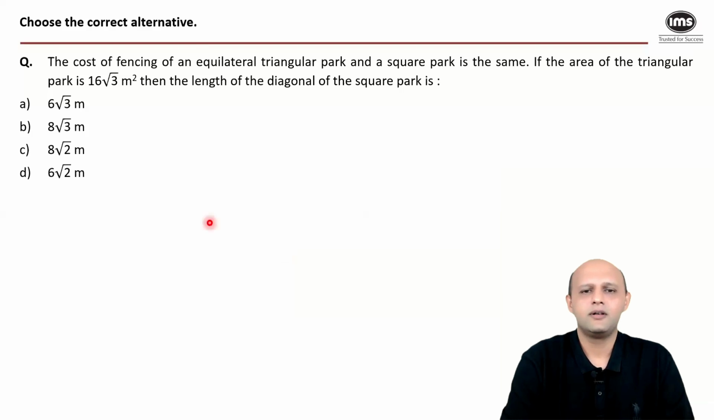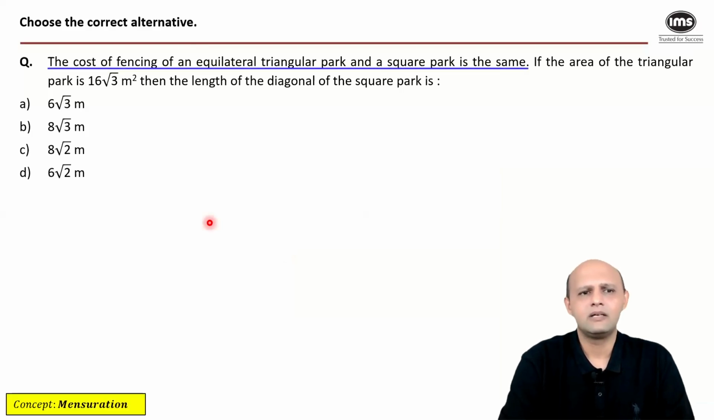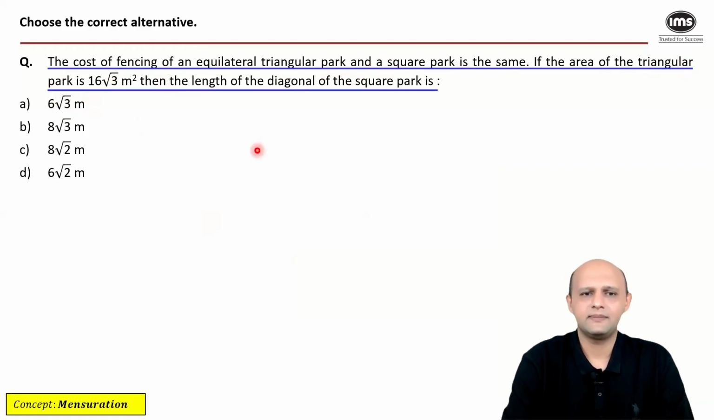Another question on elementary concept of mensuration in terms of calculating the area. Okay. So let's read the question. The cost of fencing an equilateral, triangular, and square park is same. If the area of the triangular park is 16 root 3 meters square, then the length of the diagonal of the square park is, let us look at.